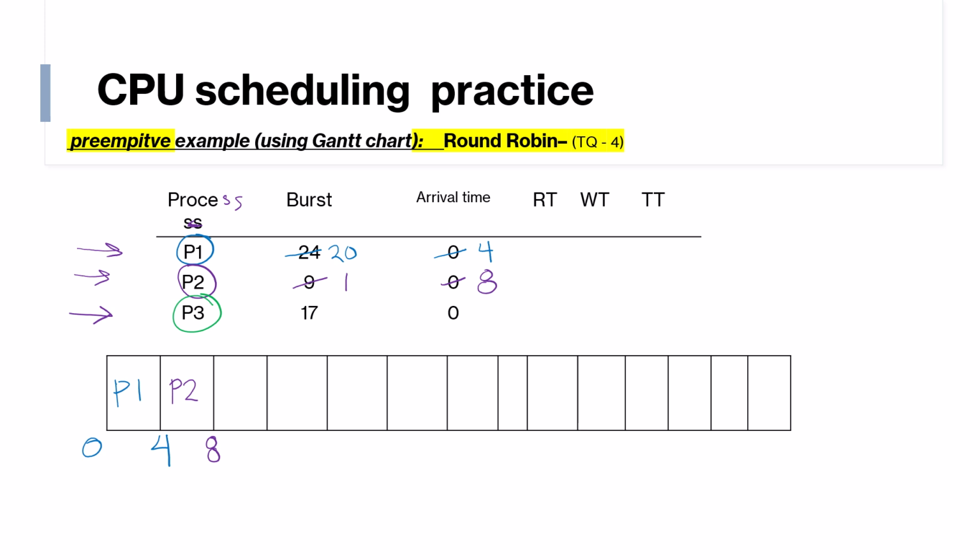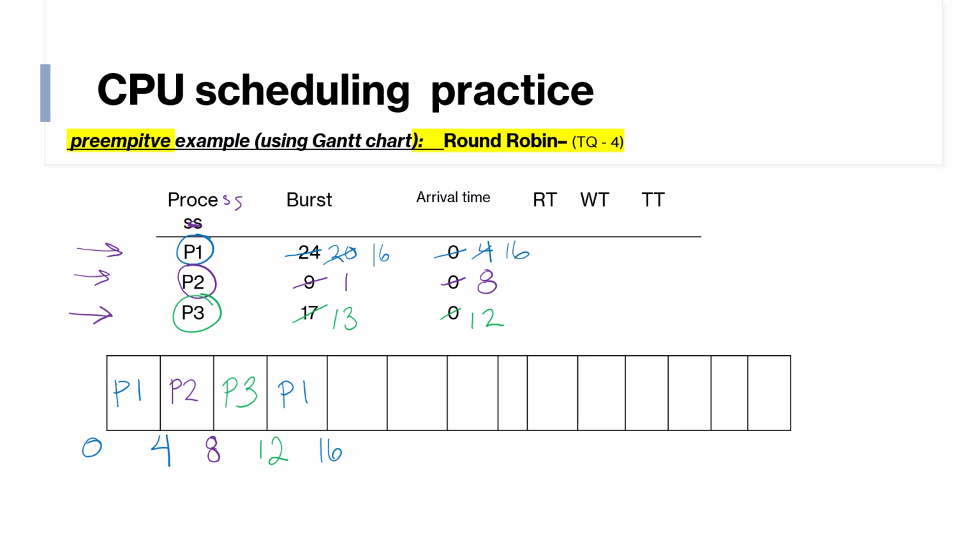All right, so our next one is P3. P3 is going to get the CPU until time 12. So it's used up 4 time units of its CPU burst and has a new arrival time of 12. Now we're just going to cycle through again. We have P1. P1 is going to get back on the CPU until time 16. So it's going to have 16 time units of its CPU burst left, and a new arrival time of 16.